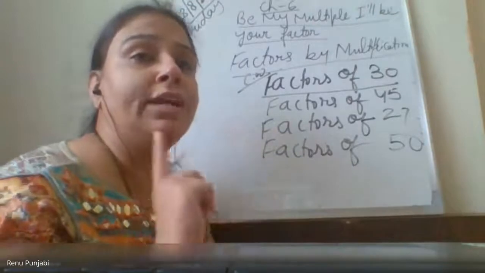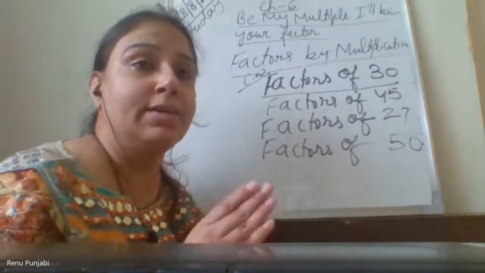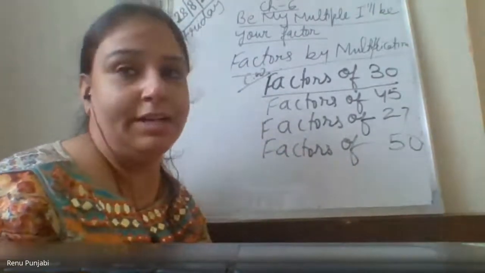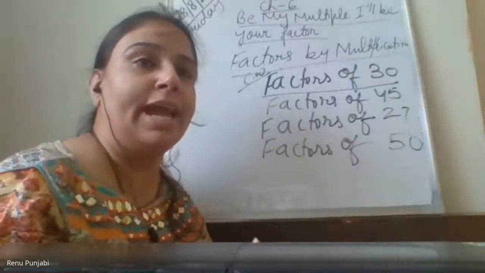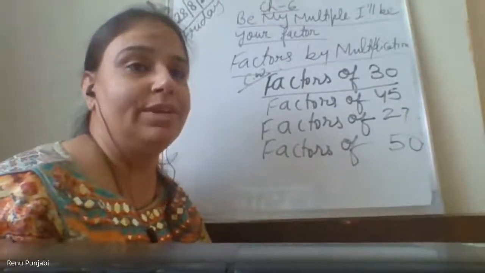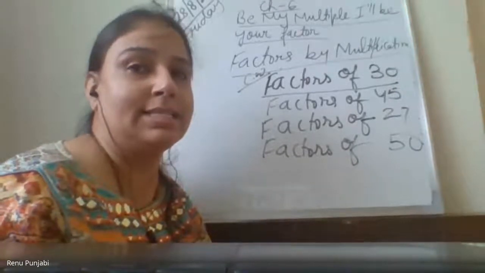And don't forget to write "and" before the last factor. Am I clear to everyone? I have written 45 also. So before 45, you should write "and 45" with no comma before the last number.